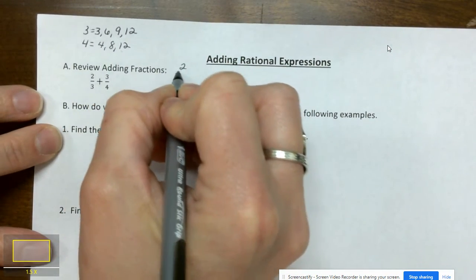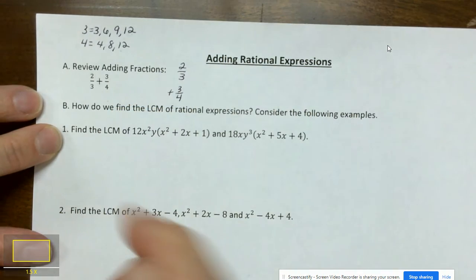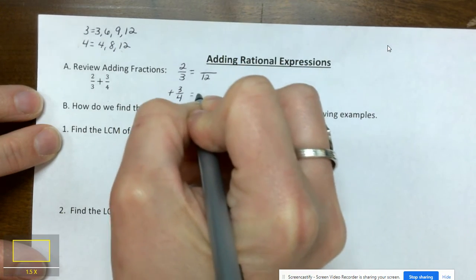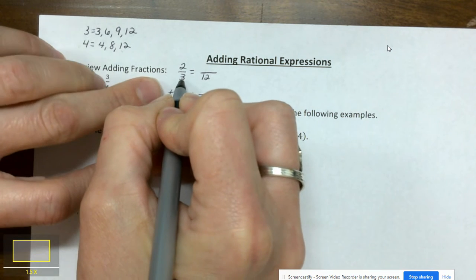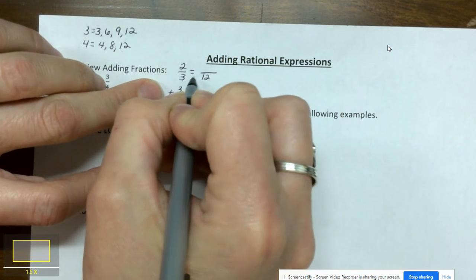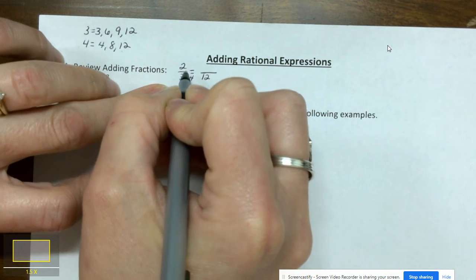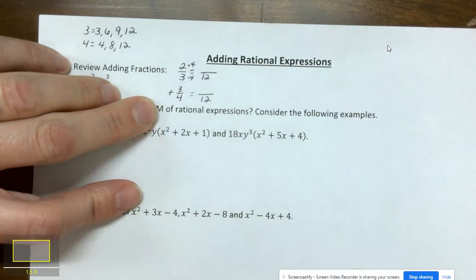And then you came down here and you wrote 2/3 plus 3/4. We usually wrote them top to bottom like that. And we said, okay, I want to change this 3 to a 12, and I want to change that 4 to a 12. And you ask yourself, okay, what do I multiply 3 by to get 12? Well, you multiply it by 4. Well, whatever you do to this denominator, you also have to do to the numerator. So we're going to multiply the top by 4 as well.